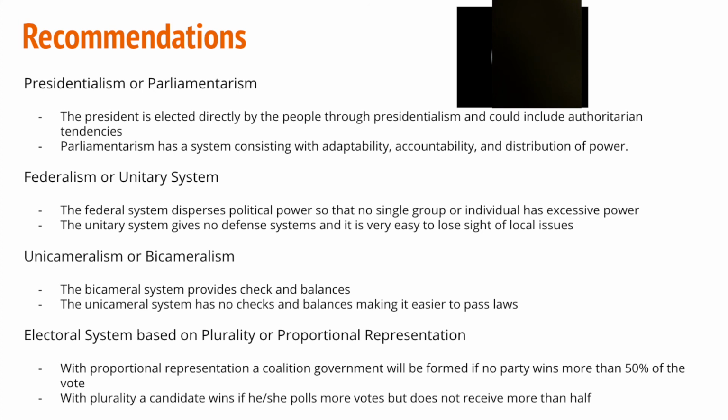With unicameralism and bicameralism, we decided bicameralism was best. There's a few differences between these. They're quite similar, but a bicameral system provides checks and balances, which protects against any abuse of power, where the unicameral system does not. And then with the electoral system, based on plurality and proportional representation, we went with proportional representation because it fits power sharing better. With proportional representation, if no party wins over 50% of the vote, then a coalition government would be formed, whereas with plurality, a candidate must win more votes than another, even if they don't win more than half.